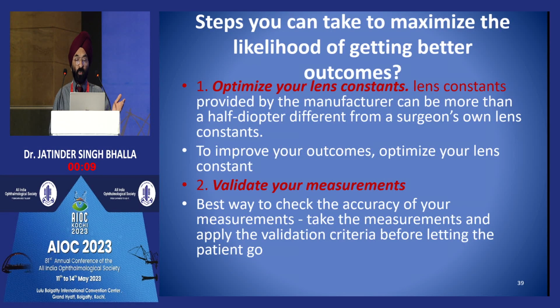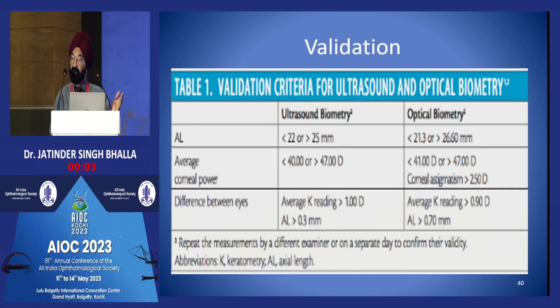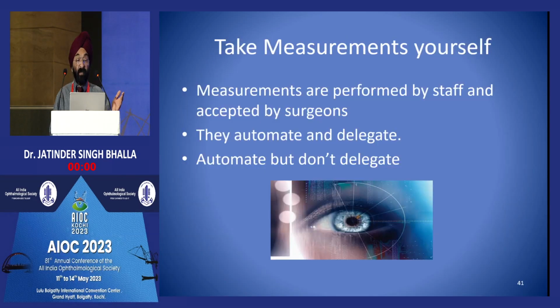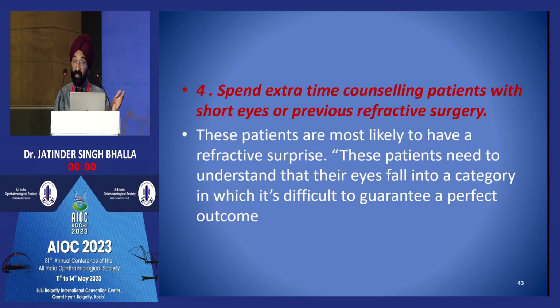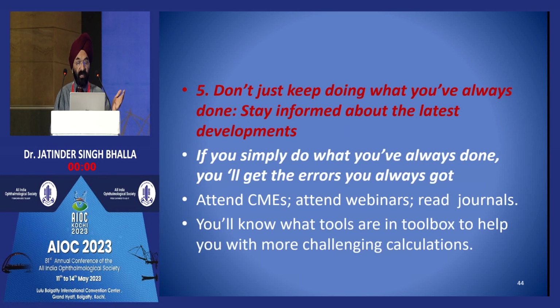So what are the steps you can take to maximize the likelihood of getting better outcomes? Please optimize your constants, and validate your measurements if your readings are outside the average, that is axial length less than 22 or more than 25, keratometry less than 40 or more than 47. Take the measurements yourself, because the ophthalmologist is the most knowledgeable part of the team. So don't remove yourself from the process. Spend extra time counseling the patients with short eyes or previous refractive surgery, and don't just keep doing what you have always done.